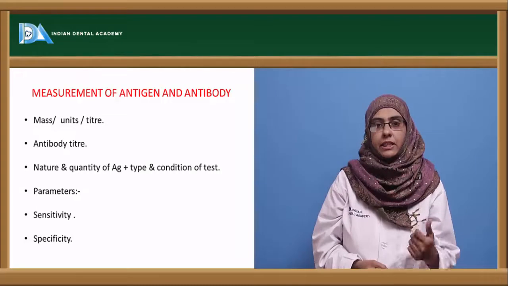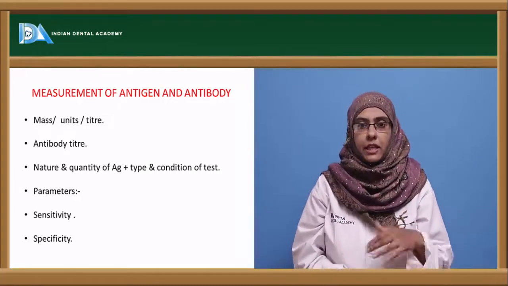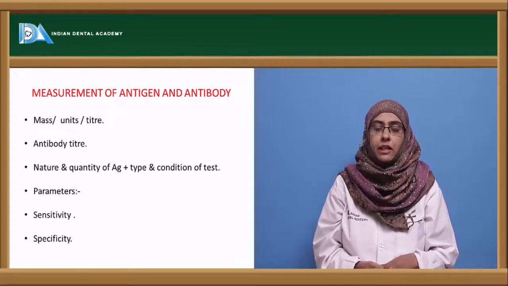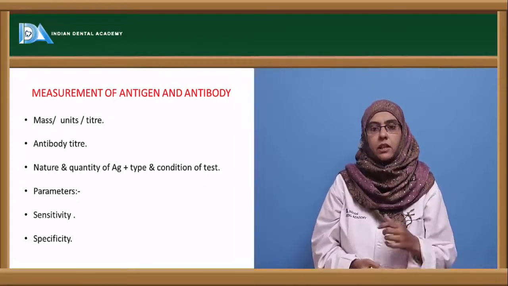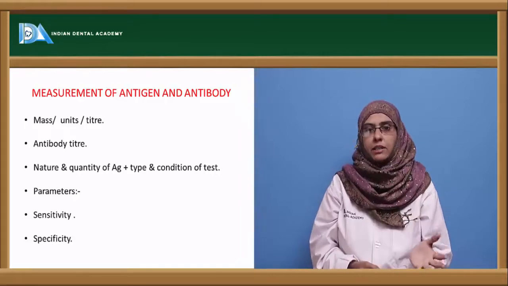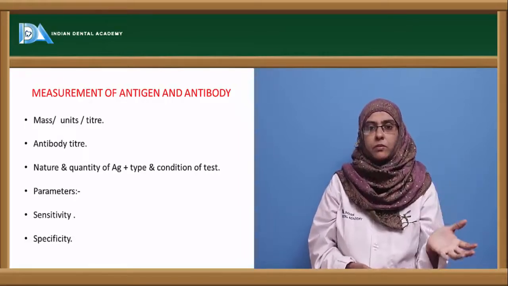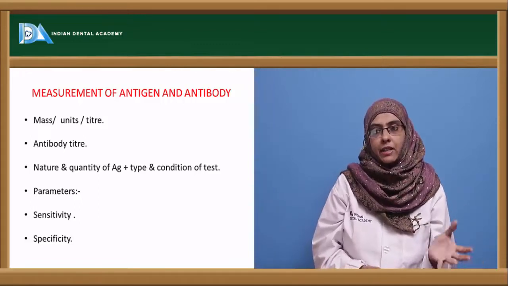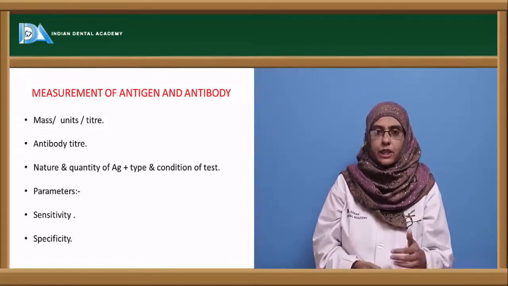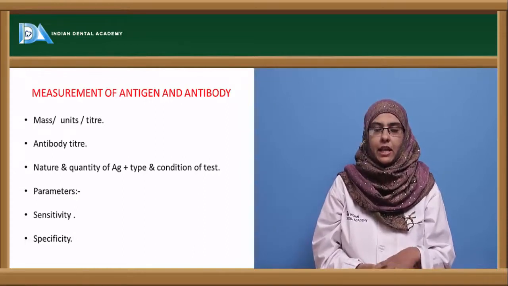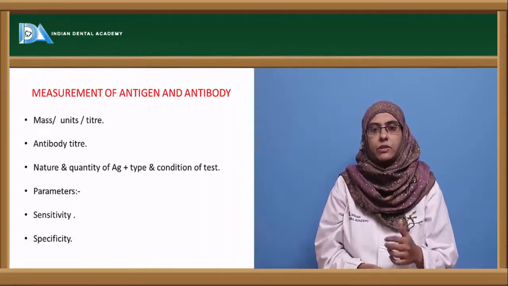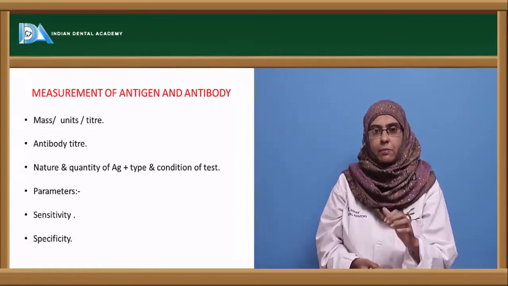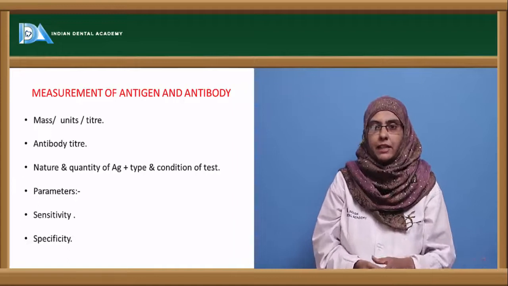Now how do we measure these antigen-antibody reactions in vitro? The measurement of antigen-antibody interaction can be done in terms of mass, units or titer. Mass is the complex that is formed. The amount of complex that is formed indicates the mass of that interaction, whereas the units or the titer is usually expressed in terms of antibody titer. Antibody titer is nothing but the highest dilution of the serum that shows a positive or observable reaction in a particular test with that particular antigen.